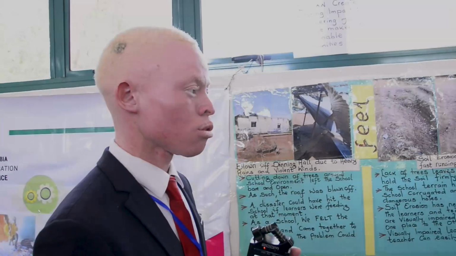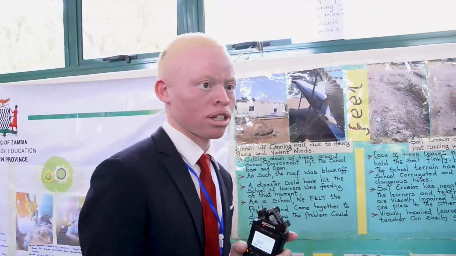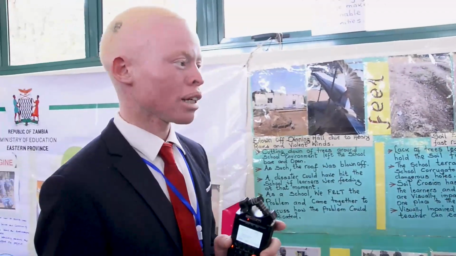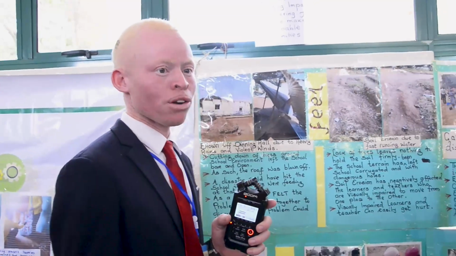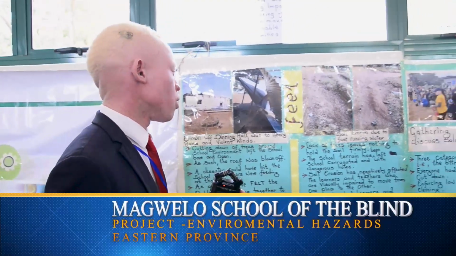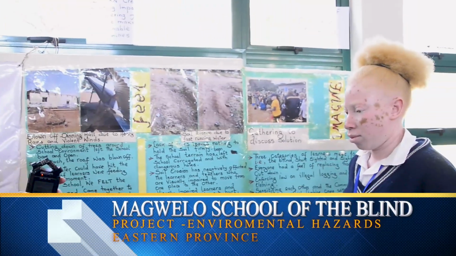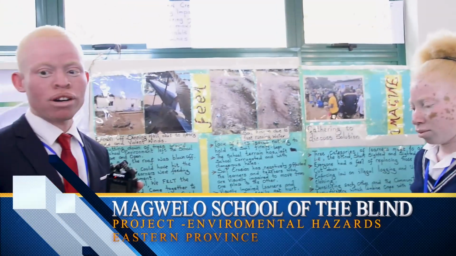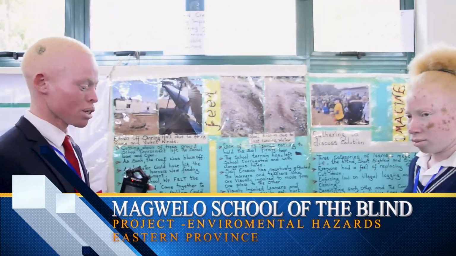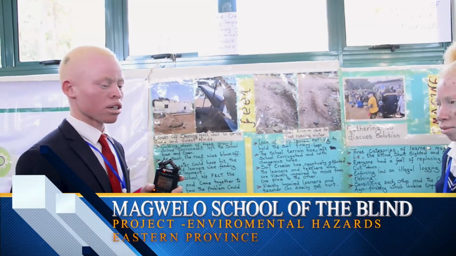At Magwelo School for the Blind from Eastern Province. I've come with my colleague and her name is Miriam Mvula. So we have come to present the different kinds of environmental hazards which we have been experiencing at our school.